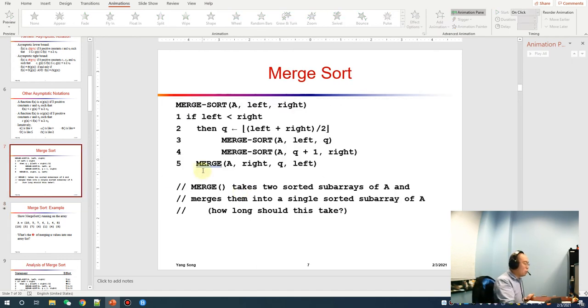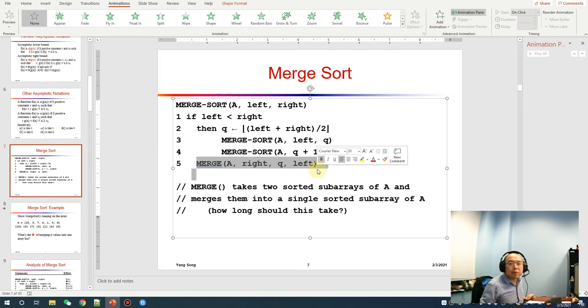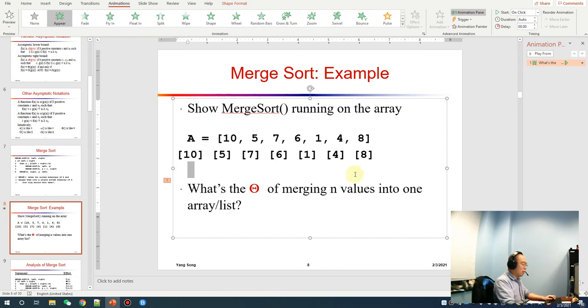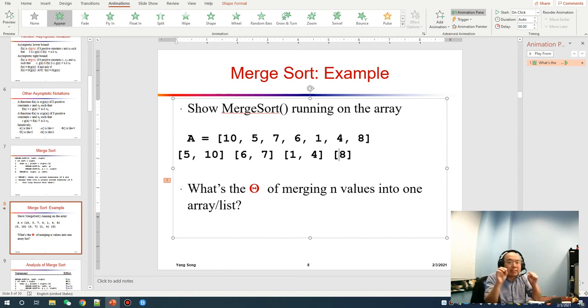And what's the next step? Remember, we want to do the merge. We are combining the sorted sublists together into one. So we are going to combine those two. 10 and 5, if we combine them, it will be like this, right? 10 and 5. And then 7 and 6 combine together. Oops, my bad, it should be 5, 10 instead of 10, 5. And 6, 7. And then 1 4, and then 8 will be itself. Okay, this is one step of the merging.